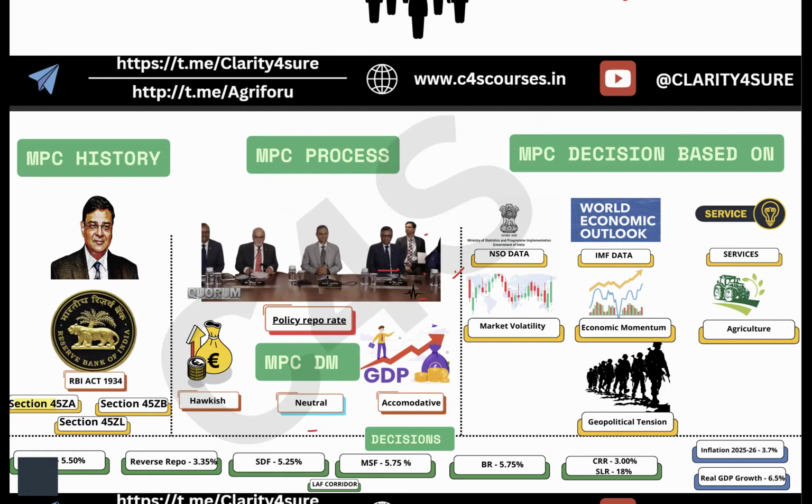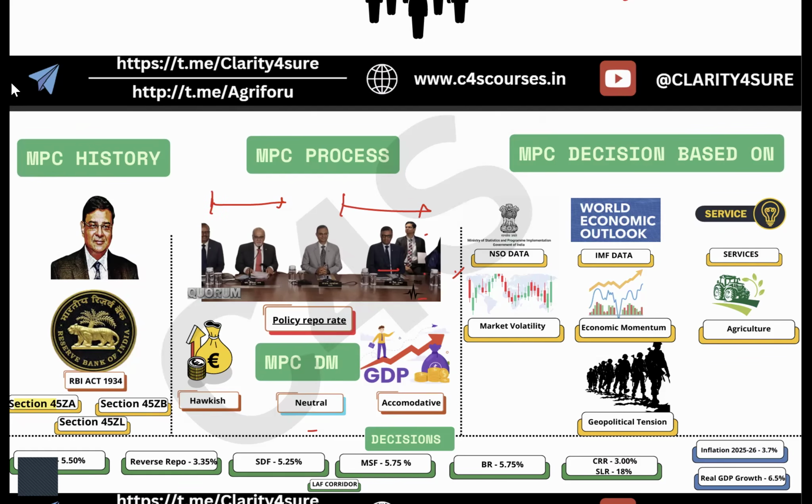So this MPC process is like that. The six members will get a notice 15 days before to convene the meeting, and they will sit with the meeting process. Now, when the six people sit, it's not like they will just have chit chat. They will not take their decision on their whims. No, they take their decision based on certain information and certain statistics.